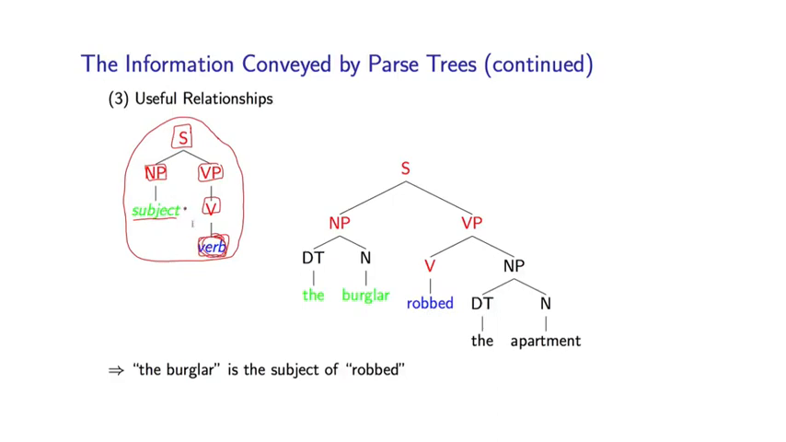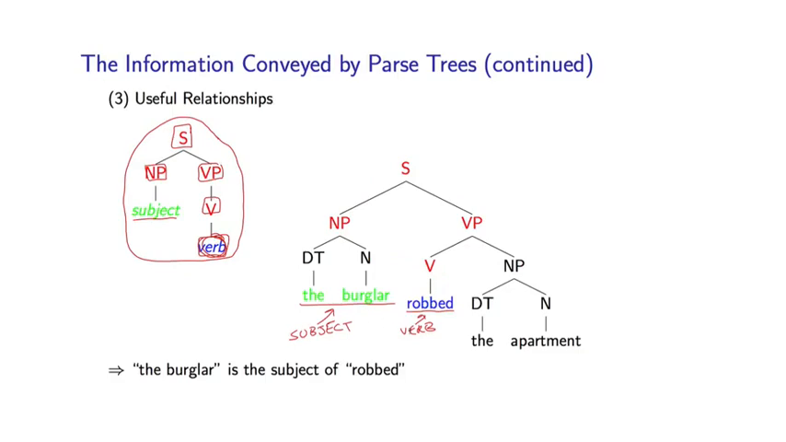So let's apply this to this tree. We can apply this template and see that robbed is a verb, and moreover, the burglar is the subject of that verb. So these trees make this particular relationship, subject-verb, completely transparent. If I can recover this parse tree, I can simply identify fragments of the tree where I see this template and read off relationships such as subject-verb.